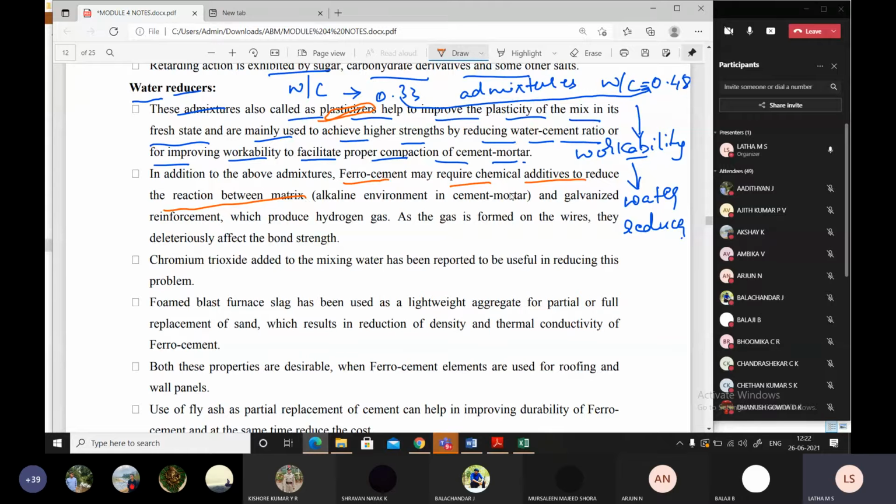Further, ferrocement may require some chemical additives to reduce the reaction between the matrix. See, I tell you students, there is a high scope of research because in concrete nowadays we are adding too many constituents: admixtures, retarders, and many more things. It gives a lot of scope to do research in chemical orientation. I have to understand what these admixtures are doing to the concrete to increase the strength or to change the physical properties, how it is happening. To do that, I have to study the chemical reaction.